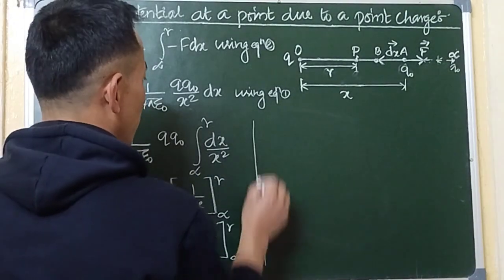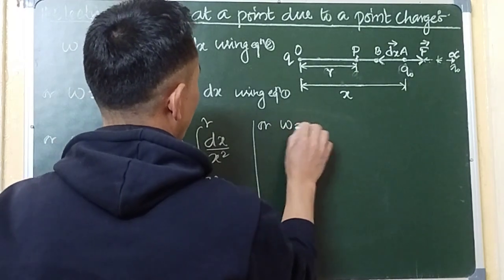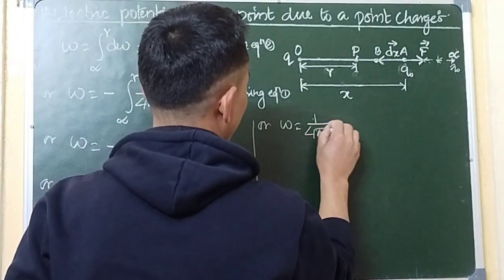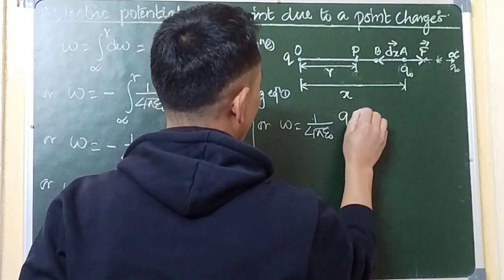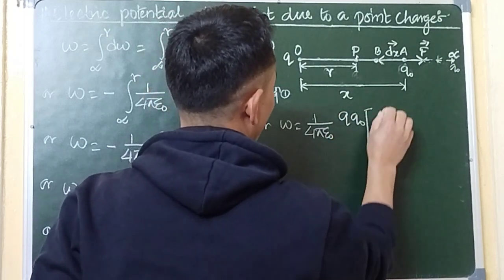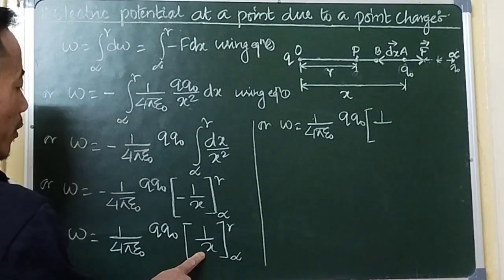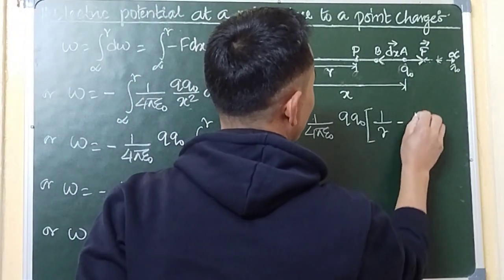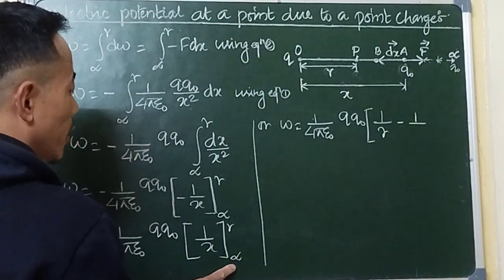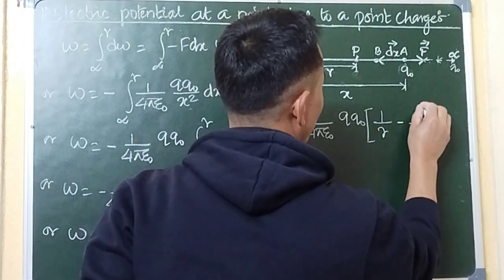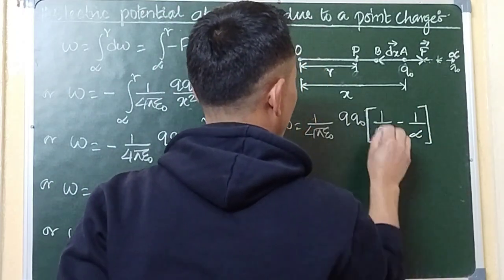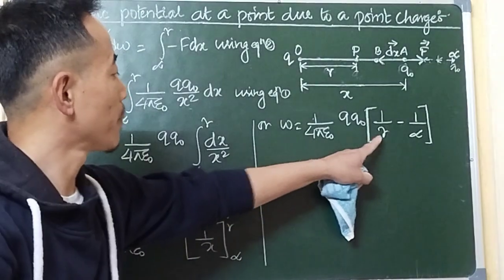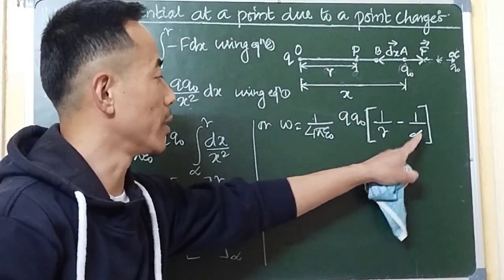So let's put the limit now. When we put the limit, we always have to put the upper limit first and then minus the lower limit. So instead of x, first we will replace the upper limit, which is r, then minus, then the second one is the lower limit, which is infinity. So we have replaced the value of x, upper limit first minus the lower limit.